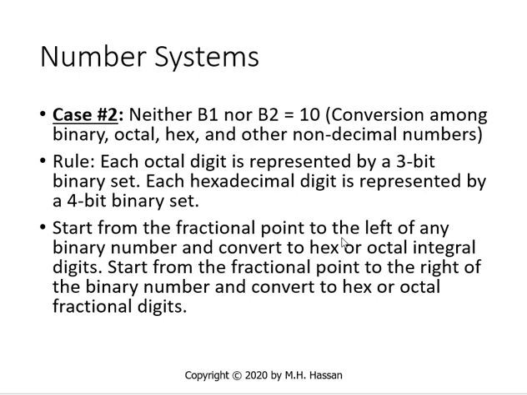Now, if we need a single bit or a zero at the left-hand side of the number, which is the integer part, or the right-hand side at the fractional part, meaning the most significant bit of the integer part and the least significant bit of the fractional part, we can add zeros to complete the set of 3 for octal and the set of 4 for hexadecimal. The set of 3 bits for octal, the set of 4 bits for hexadecimal.